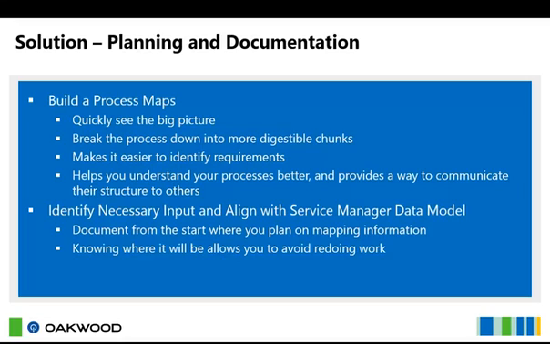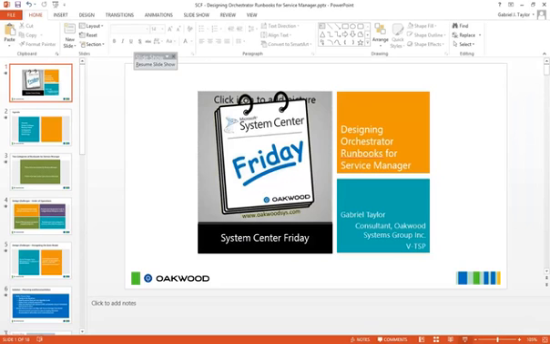Another part of the planning ahead that comes along with building that process map is identifying what you need to know to complete that process, what you need to know, what data that runbook needs to do its thing, and then align that data with Service Manager's data model so you can figure out where you want to map things and how they need to fit together, and thus how you need to design the runbook in order to collect that information. So I'm going to hop over to Orchestrator here real fast and give you a quick show of what I mean.